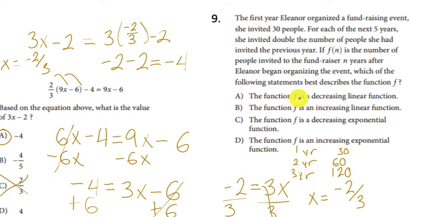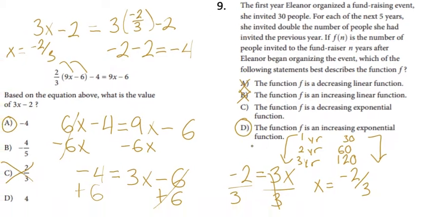The function f is a decreasing linear function. That's not true. The number is increasing as x increases. The function f is an increasing linear function. That's not true either. It's growing exponentially. So the answer is going to be that the function f is increasing exponentially, because 1, it's increasing, 2, it's growing exponentially, not linearly.